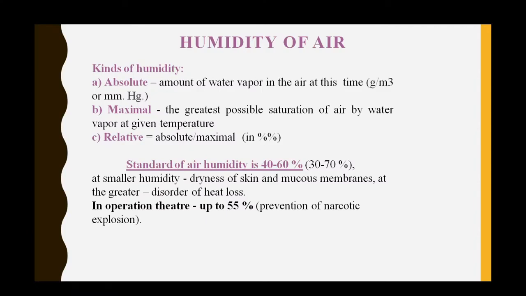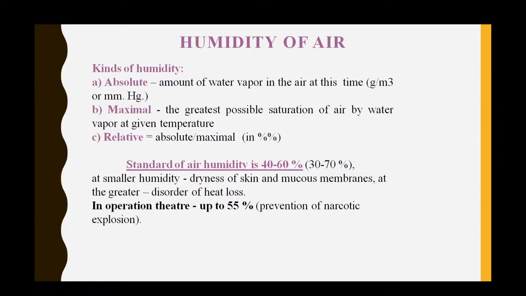Next parameter, humidity of air. Humidity is the presence of water vapor in the air of the room. And humidity may be of three kinds: absolute, maximum, relative.